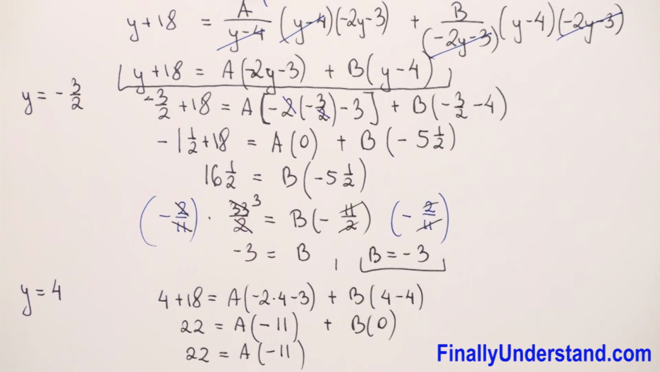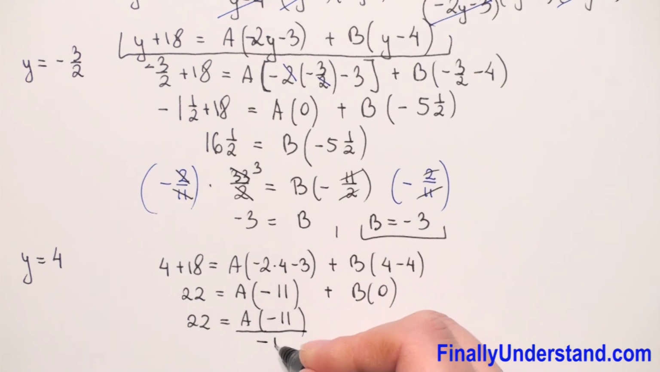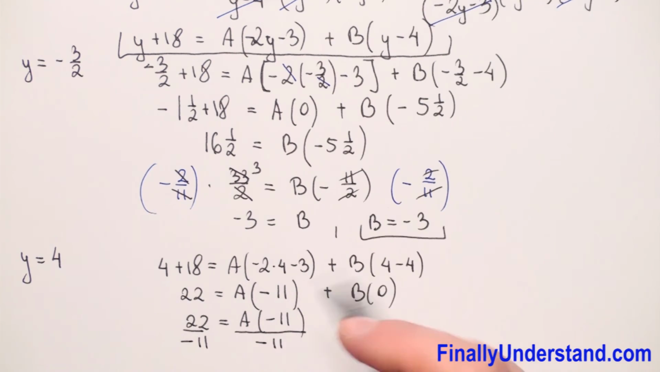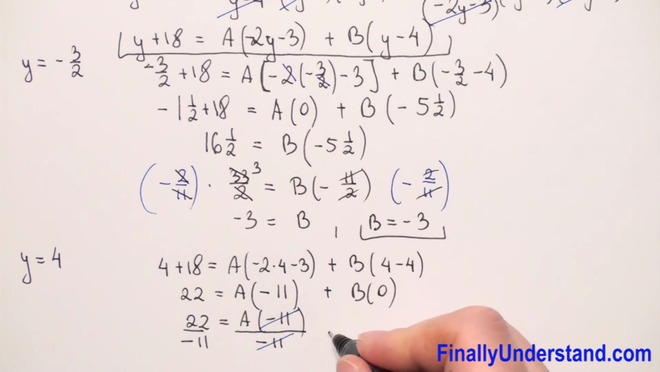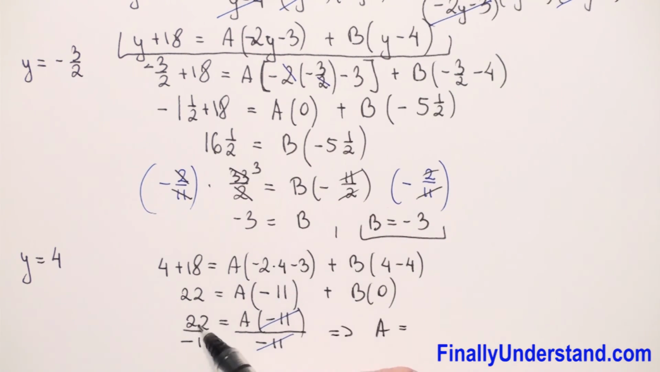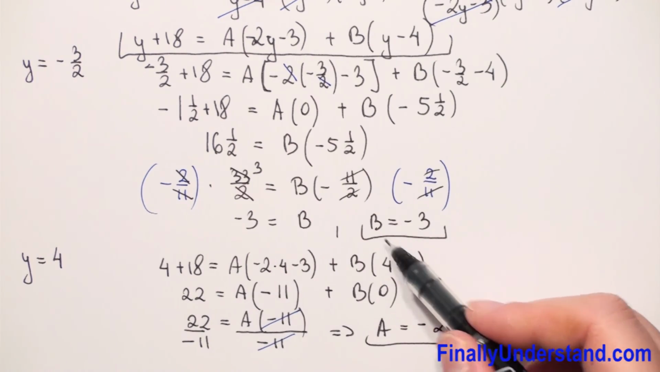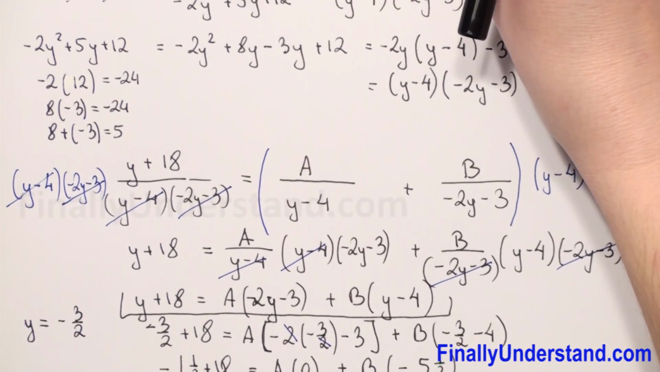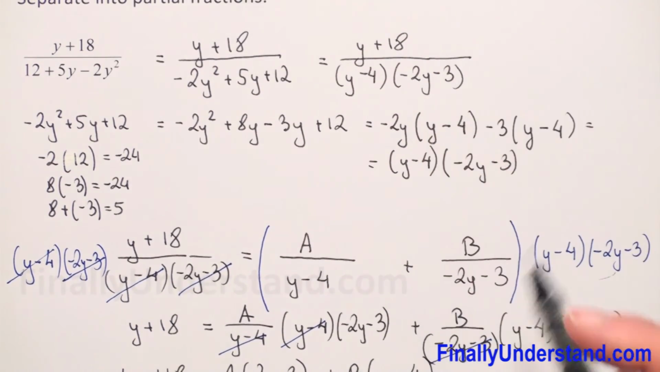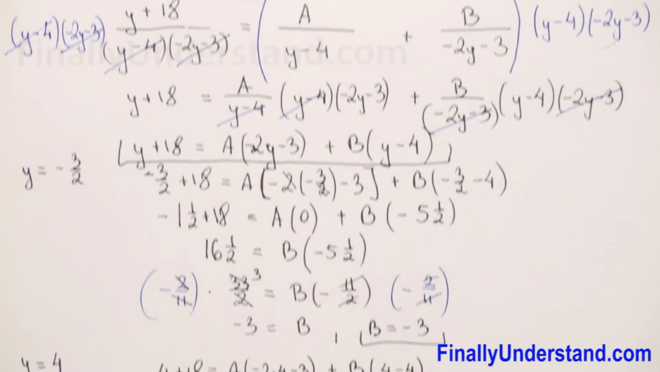And now because we have multiplication on the right side, to find a we will divide both sides by negative 11. So negative 11 and 11 we can reduce. And we have that a is equal to 22 divided by 11, which is 2. Positive divided by negative is negative, so we have negative 2. We found b and a. So now we can come back to our original form and rewrite the sum of these two partial fractions.